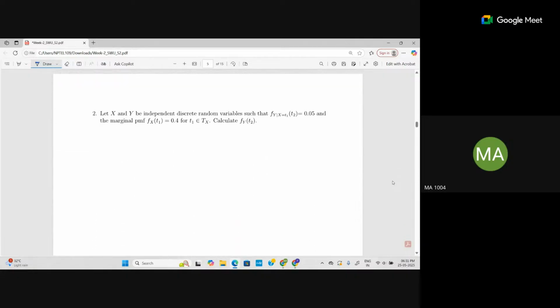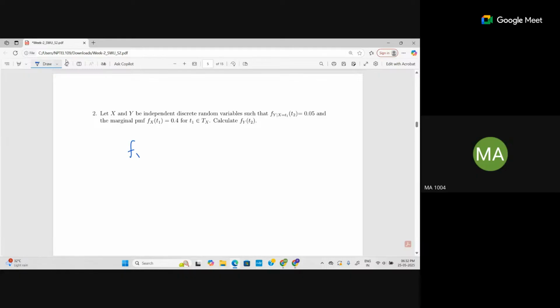Now this is your next question. So here again, x and y are independent discrete random variables. Ma'am, 0.05 should be the answer because the conditional is equal to the marginal. Yes, correct. Because x and y are independent, the conditional distribution of y given x will be equal to the marginal of y. So from here we can directly say that the marginal of y will be equal to 0.05.